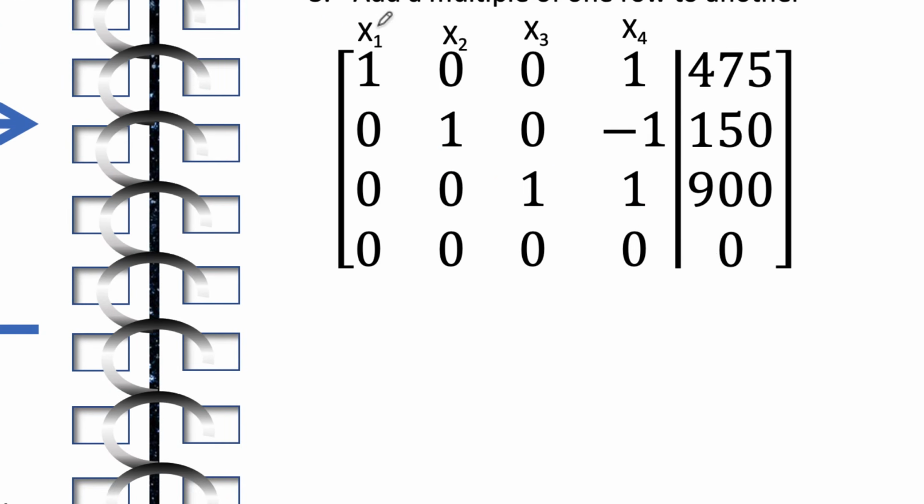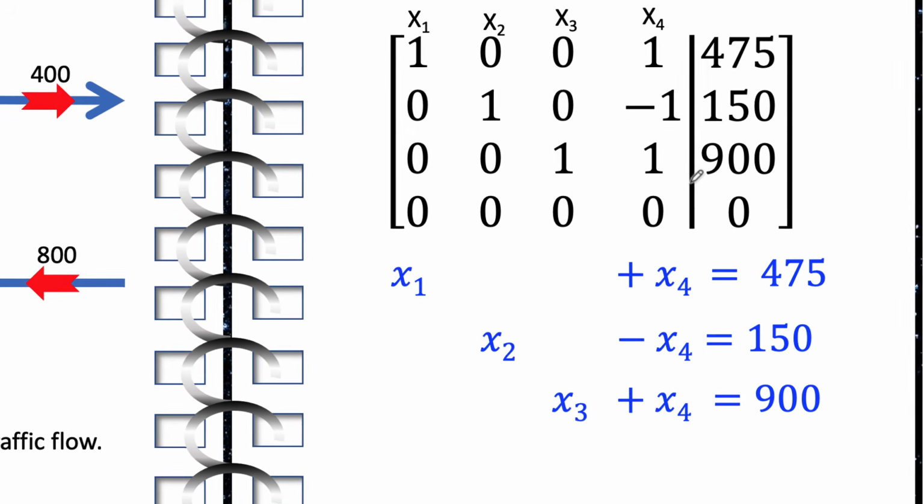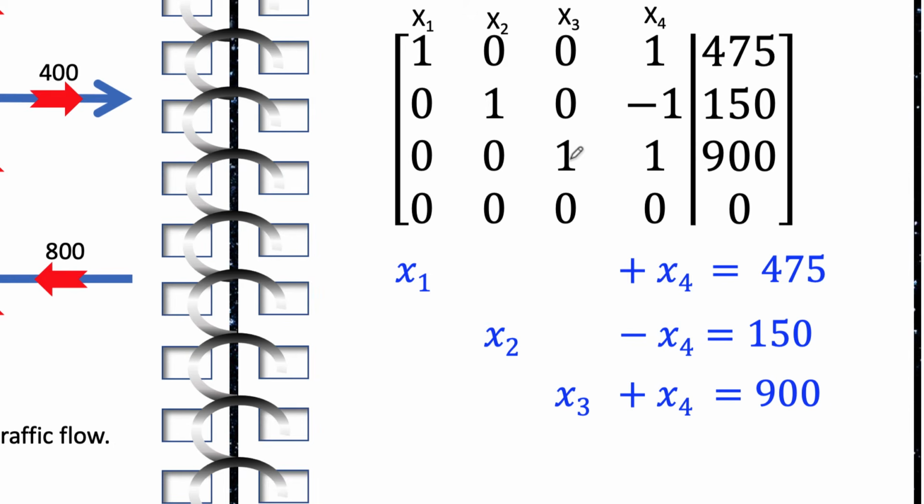What does that mean? The entries in the first column are coefficients of x of 1, for the second for x of 2, for the third for x of 3, and for the fourth x of 4. So if we convert this to an equation, the first row is 1x of 1 plus 1x of 4 equals 475. For the second row, x of 1 is 0, but x of 2 is 1, so 1x of 2 minus 1x of 4 equals 150. The third row says that 1x of 3 plus 1x of 4 equals 900.